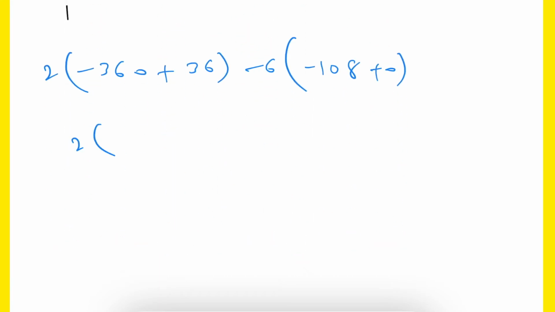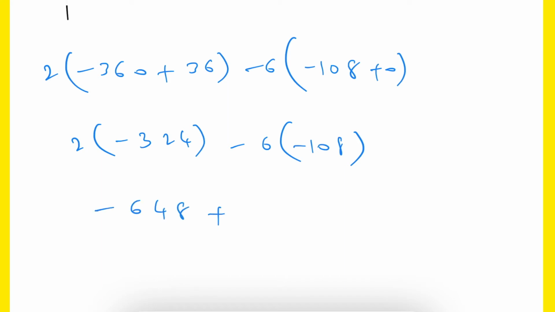Now 2 into 360 minus 36, minus 324, minus 6 into minus 108. Next 2 into minus 324 is minus 648. Next minus into minus plus, 108 into 6 is 648, minus 648 plus 648 will become 0. So here the determinant we got is 0.